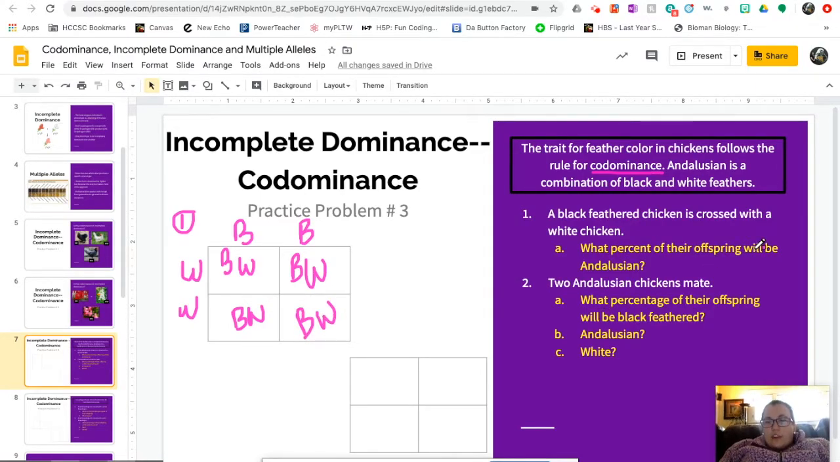What percentage of their offspring will be Andalusian? The answer to that is 100%. All of them would be Andalusian. Then for the second one, it says two Andalusian chickens mate. So we know Andalusian is this genotype. If we cross those two, we're crossing two that are BW. Now when we fill out the Punnett square, we're going to get a different ratio for the offspring.